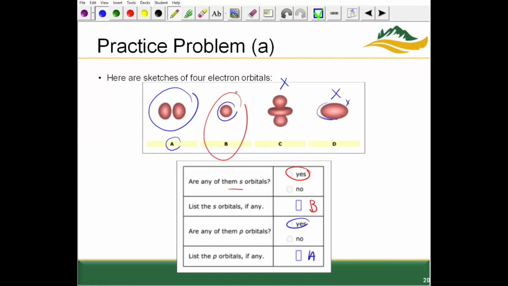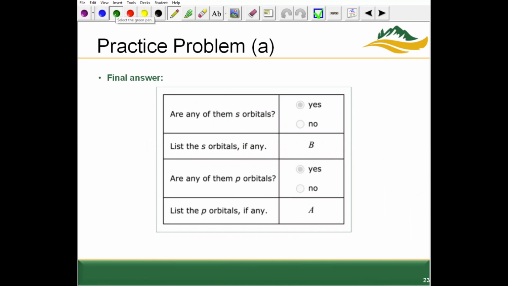S orbitals are spherical. Then for p orbitals, we're only going to have either this kind of orbital, an orbital coming out like this, or an orbital in this plane as well. So x plane, y plane, and z plane, we can find those orbitals. We're not going to see something like this for our p orbitals. So S and then P. So here's our final answer here. Yes, B, yes, A. That was distinguishing S and P orbitals.